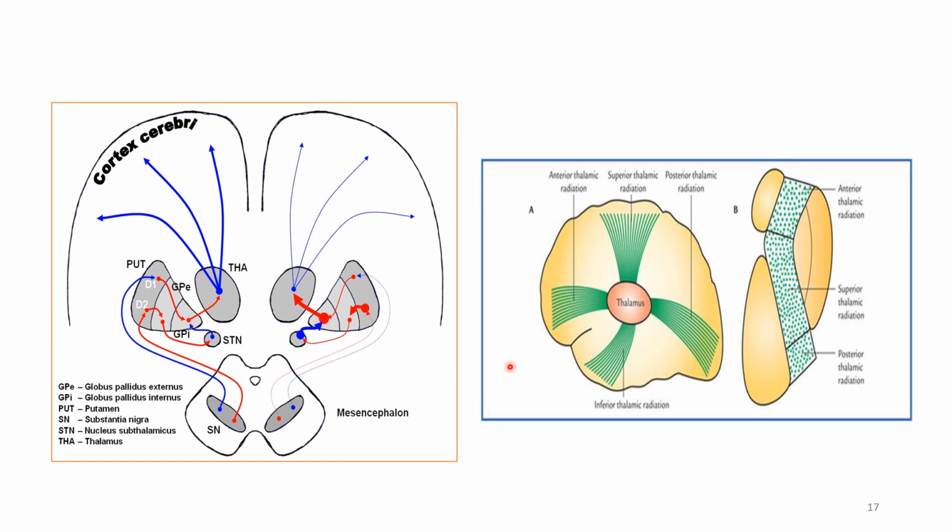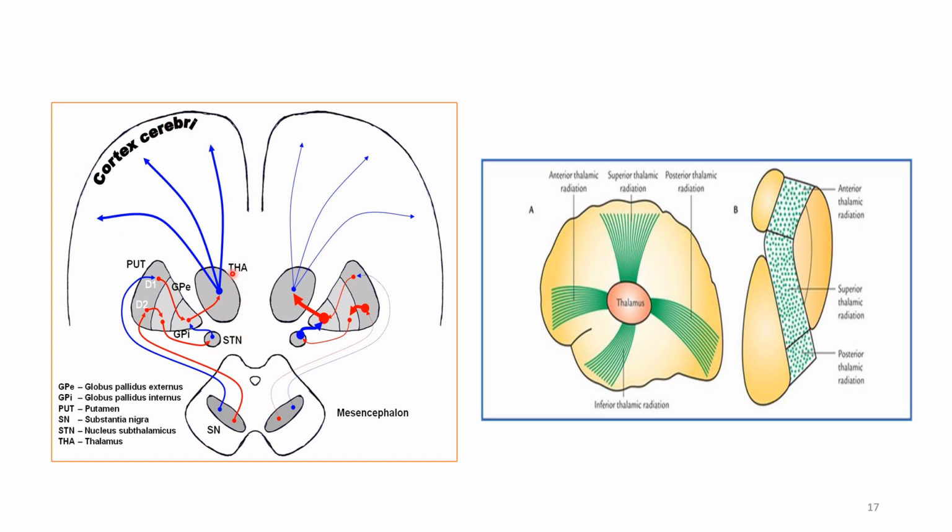So here you can see globus pallidus. In the diagram we are not having globus pallidus. No, here we have globus pallidus, internus, externus. This is putamen. Okay, so this is substantia nigra. This is subthalamic nucleus. This is thalamus. All these things, cerebral cortex.